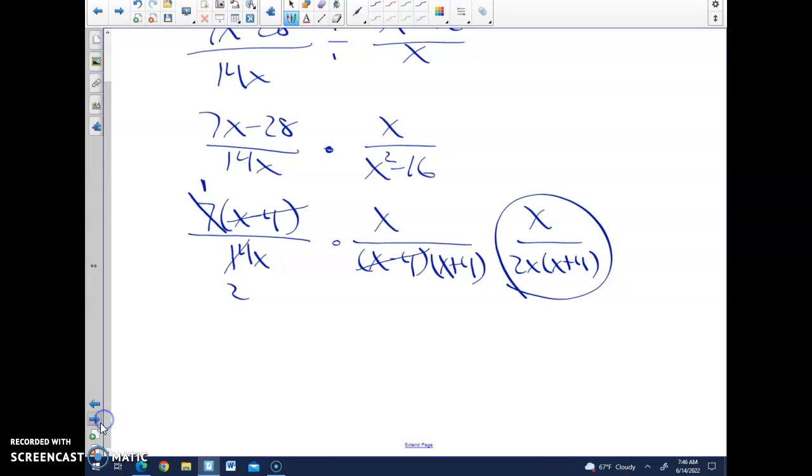Now the next one is pretty straightforward. If you have a common denominator, addition is pretty easy. You add the numerator. This becomes 33 over 11x, which reduces to 3 over x.